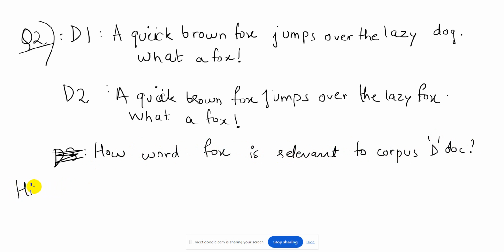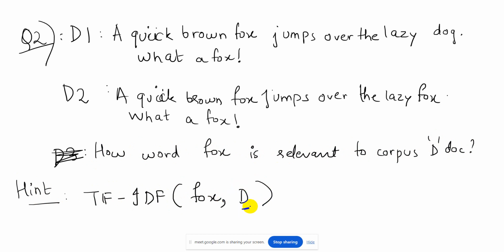Let me give you the hint. The question is asking you to calculate the TF-IDF of the word fox in your entire corpus. So you are to calculate the TF-IDF of fox in the first document, in the second document, and then you will see how it is relevant.